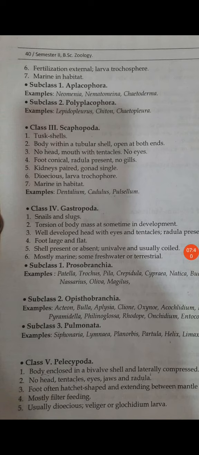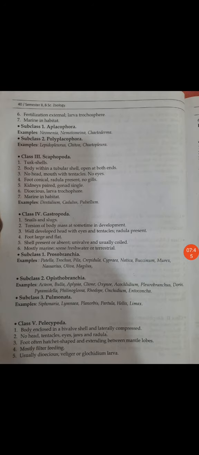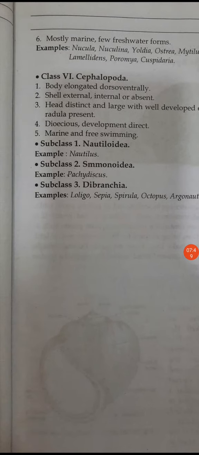And the last one is the Cephalopoda. Body elongated dorsoventrally, shells external, internal or absent, head distinct and large with well-developed eyes. Dioecious, development is direct, marine and free swimming. The examples are Nautilus, Loligo, Sepia, Spirula, Octopus. These are the best examples of this group.